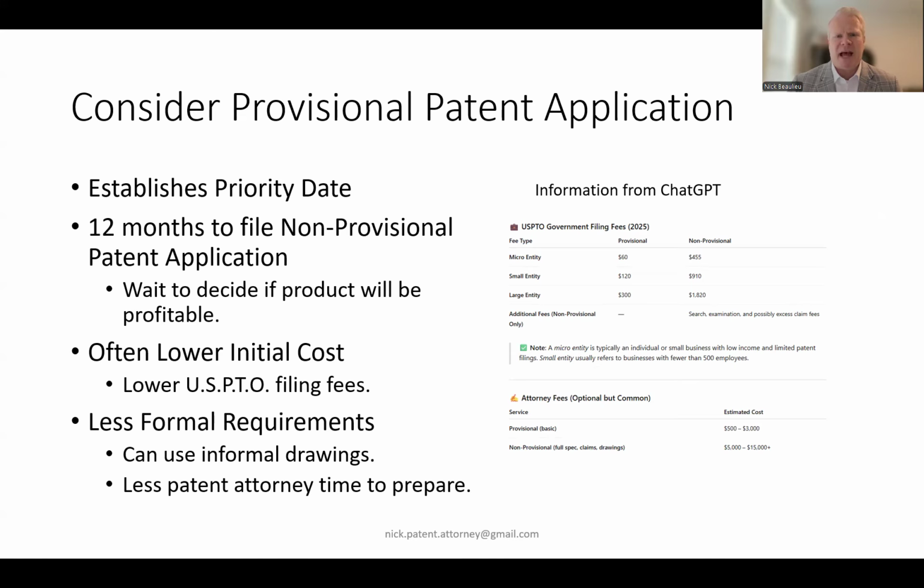On the right-hand side of this, I asked ChatGPT, what's the price difference between a provisional and a non-provisional application? So I have some information here from ChatGPT. So it says the provisional, it lists the USPTO fees for the micro, the small entity, and large entity, and it has some attorney fees. It says provisional $500 to $3,000, and then a non-provisional $5,000 to $15,000 plus.